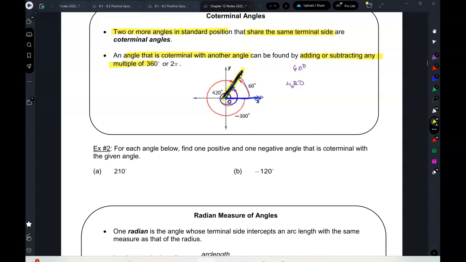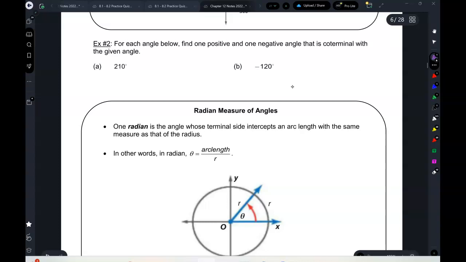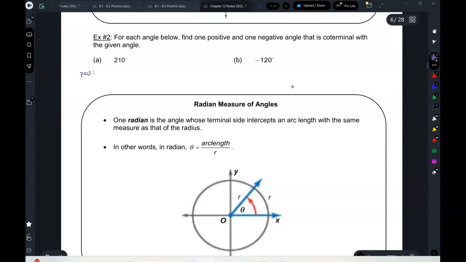Let's go ahead to example number 2. For each angle below, find one positive and one negative angle that is coterminal with the given angle. So for 210, for the positive angle, I say 210 plus 360, that's 570 degrees. You are looking for a positive coterminal angle. Is 570 a positive number? Yes. Good. Negative: 210 minus 360 will be negative 150. There, we're done.